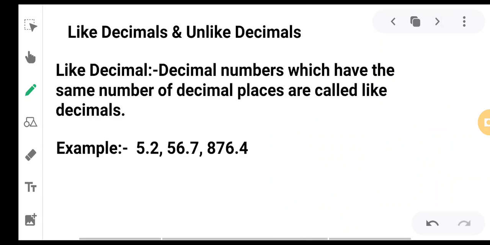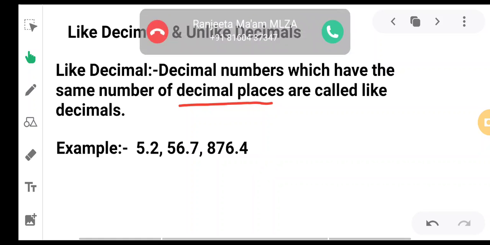Now we are going to understand like decimals and unlike decimals. Like decimals: decimal numbers which have the same number of decimal places are called like decimals. For example, 5.2, 56.7, 876.4. Students, after the decimal point in place value, only 1/10 is given. So these decimals are known as like decimals.